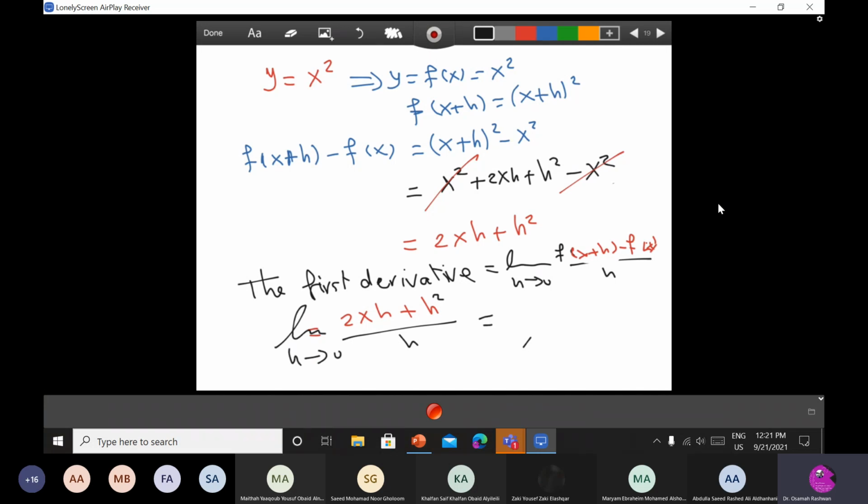You can take h as a common factor. تقدر تاخد h كعامل مشترك صح؟ أيوة. يبقى 2x plus h over h. You can cancel out this one. When h tends to 0, so this one will be 0, so you end up with 2x. So now you can see d by dx for x square equal to what? 2x.